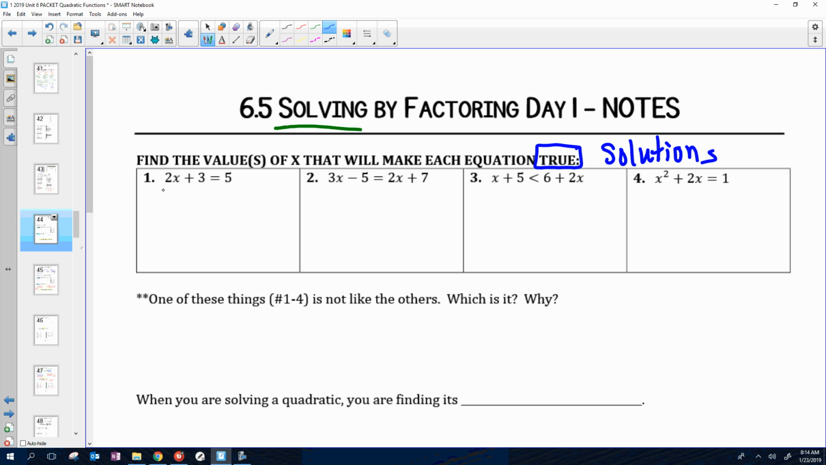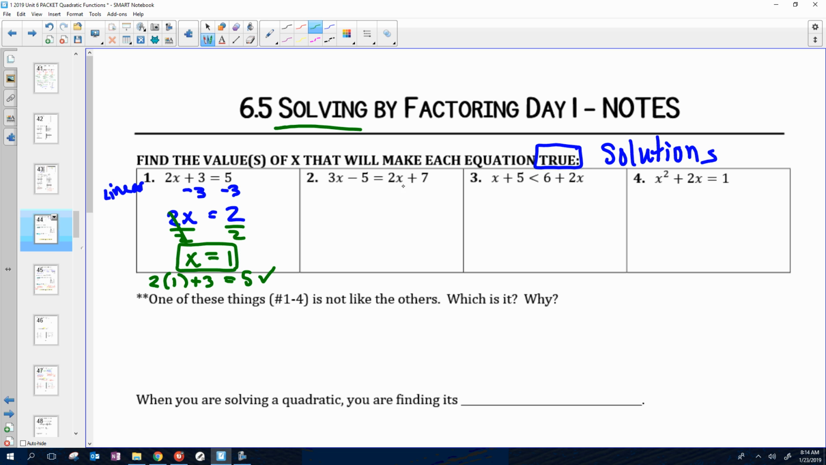In number 1, I'm noticing that this looks like a little linear equation to me. It looks like mx plus b, and there's no squares. I'm going to subtract 3. What I'm doing is sorting. I'm keeping my x's on the left, getting my numbers on the right. And then I'm just going to divide by 2. So x is equal to 1. Now that is the value that will make that equation true, meaning if I just did a little check here, 2 times 1 plus 3 would definitely give me 5.